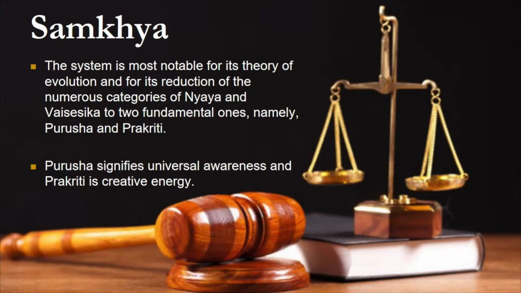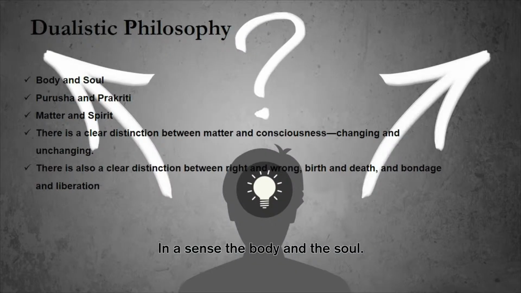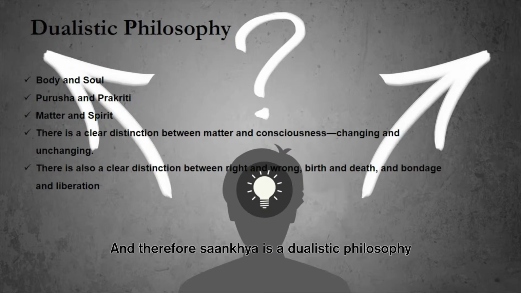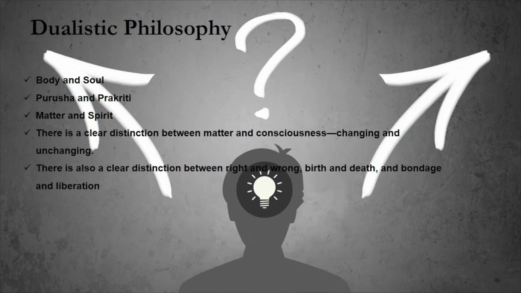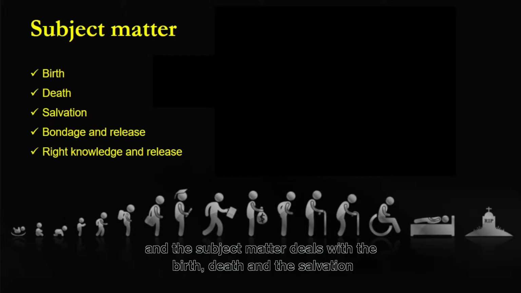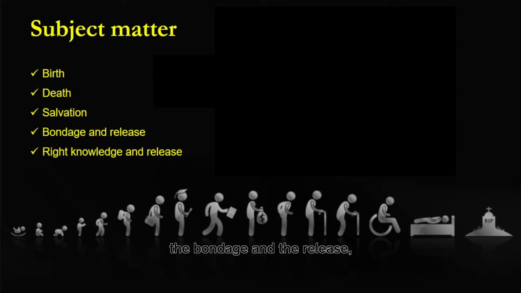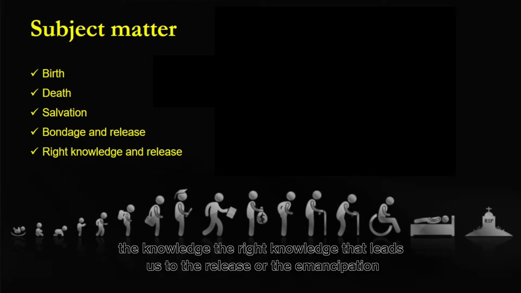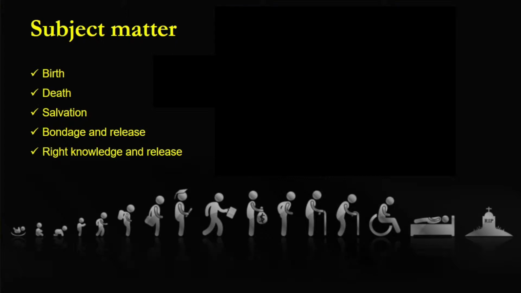What are the features of the Sankhya? According to Sankhya, there are 2 things, Purusa and the Prakruti. In a sense, the body and the soul. In another sense, matter and the spirit. And therefore, Sankhya is a dualistic philosophy. And this is where the spirit-matter dualism came into picture. And the subject matter deals with the birth, death and the salvation, the bondage and the release, the faults that lead to the bondage, the right knowledge that leads us to the release or the emancipation.